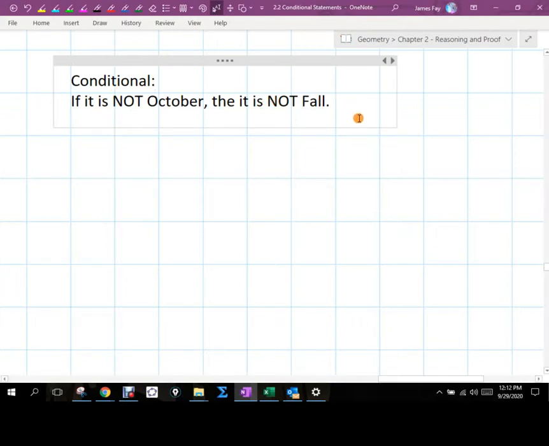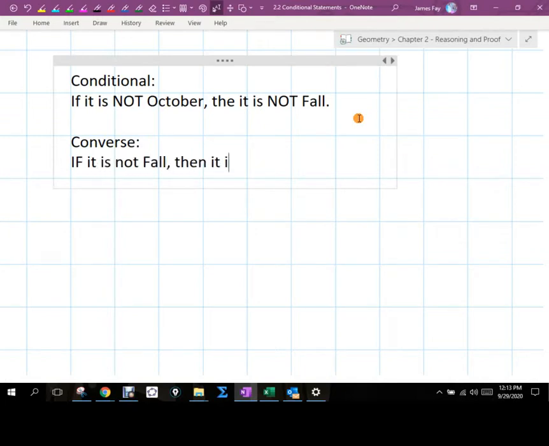is I can write the converse of this. So converse says, if it is not fall, then it is not October. Okay, that might be easier for me to answer, right? If it's not fall, then it's not October. I understand that one a little bit better. Okay, I could do the inverse.